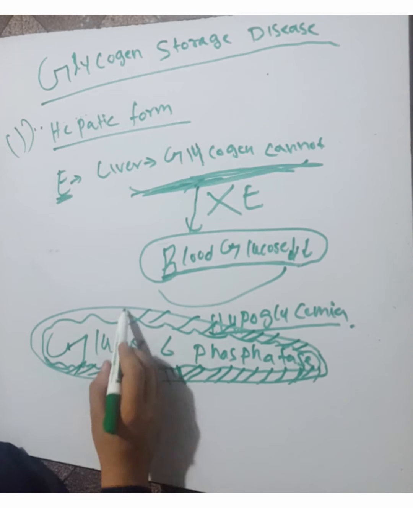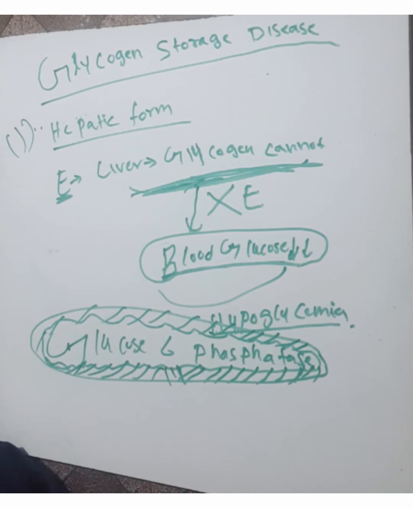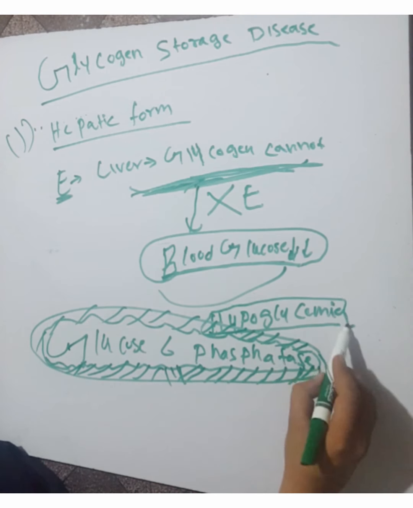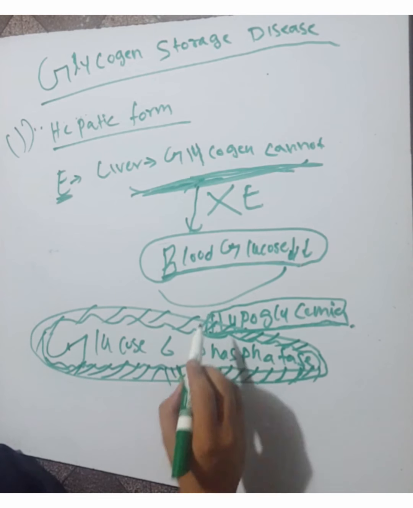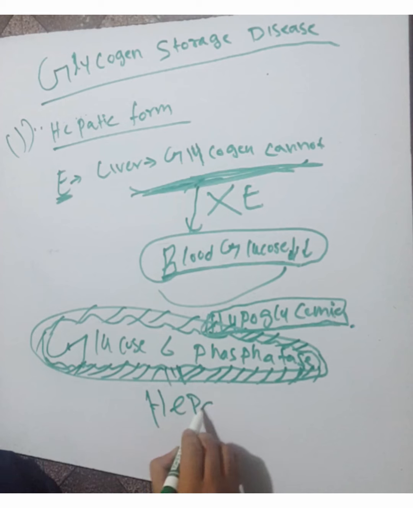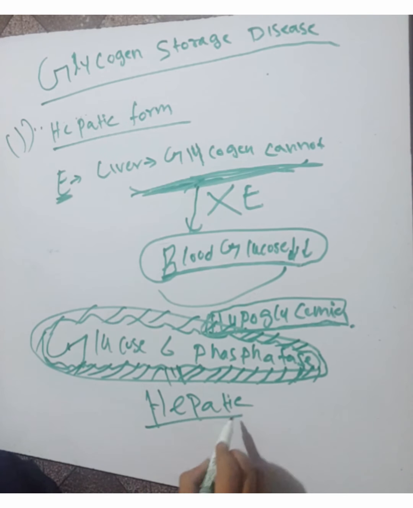The clinical features of the hepatic form of glycogen storage disease are hepatic enlargement and hypoglycemia. Hypoglycemia is due to the unavailability of glycogen to convert back into glucose. In hepatic enlargement, the patient has a large liver.